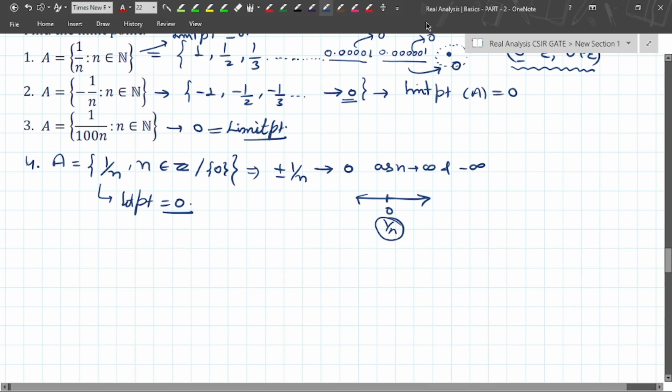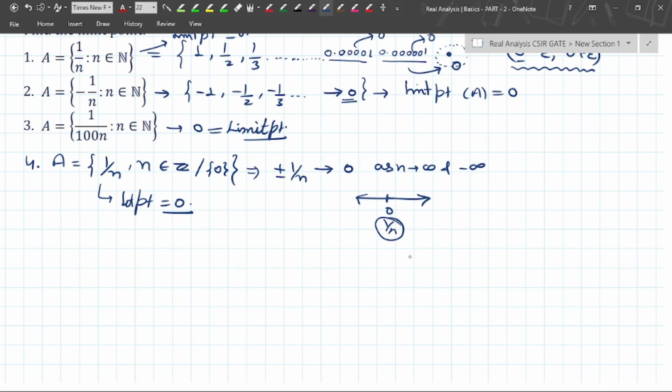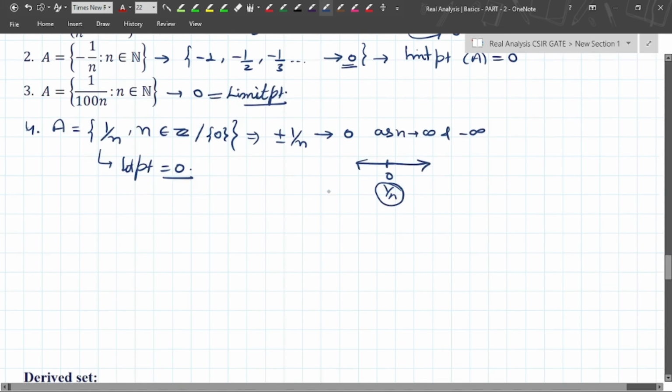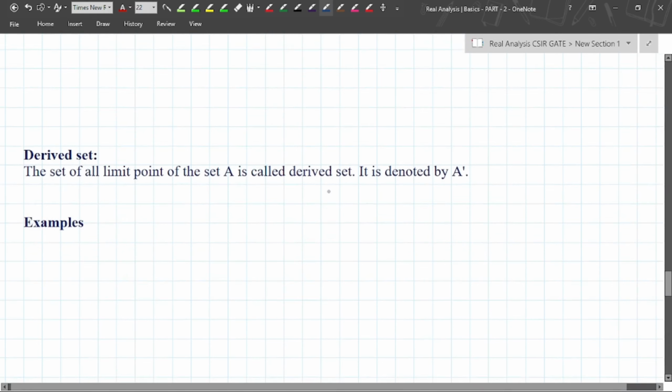Now we are making the set of limit points. It is not necessary that the limit point is unique for a set. And one thing is that it is not necessary that the limit point is contained in that set. Next, the set of limit points is called the derived set, and it is denoted by A dash.